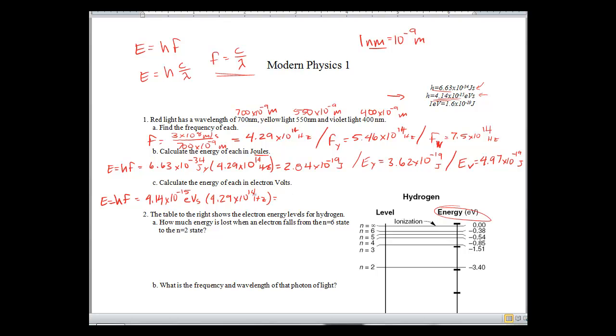When we multiply that out for red light, we get 1.77 electron volts. It's a much nicer number to deal with. When we do it for the yellow light, we do 5.46 times 10 to the 14th times 4.14 times 10 to the negative 15, and we get 2.26 electron volts. And when we do it for the violet light, we use the frequency of the violet light times Planck's constant, and we get 3.11 electron volts. We are going to use electron volts more than anything else.